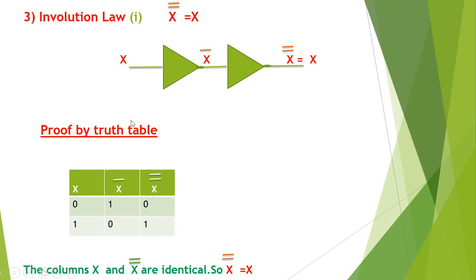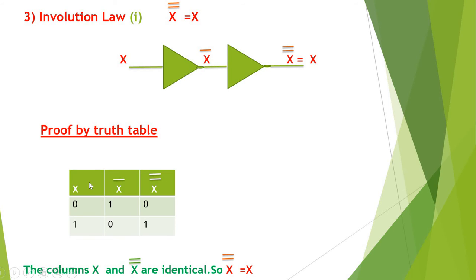Then proof by truth table. Here the input is x. The first column is x, the next column is x bar, and the next column is x double bar. What are the possible values of x? 0 and 1. Then 0 bar is in the next column, x bar. 0 bar is equal to 1. 1 bar is equal to 0. Then for x double bar: 1 bar is equal to 0, 0 bar is equal to 1.